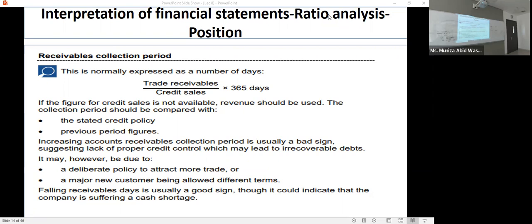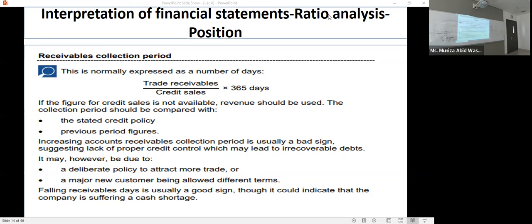So it may, however, be due to the trade policy to attract more trade. So receivables could be more because the company does want to make more trade. So the customers could find the organization more favorable since it is giving the sales on credit as well. Or on the other hand, a major new customer being allowed different terms. Falling receivables days is usually a good sign, though it could indicate that the company is suffering a cash shortage.